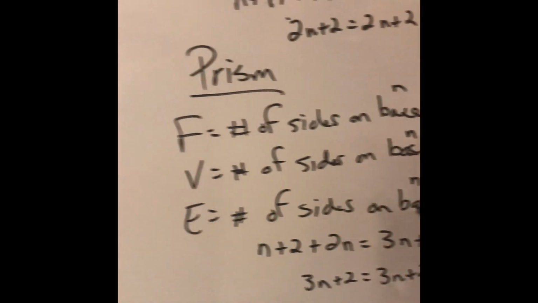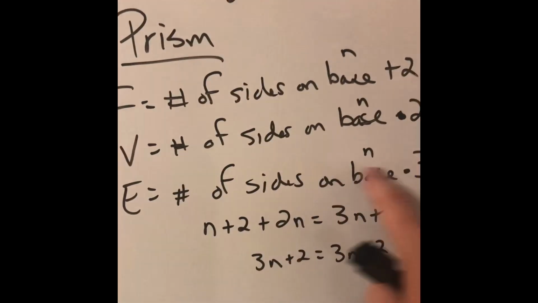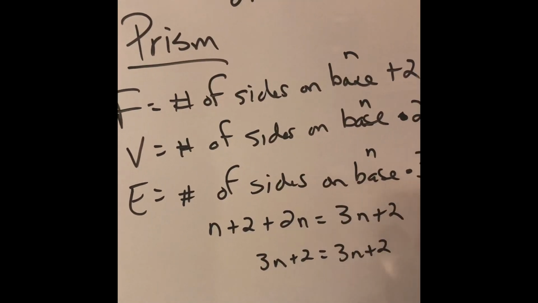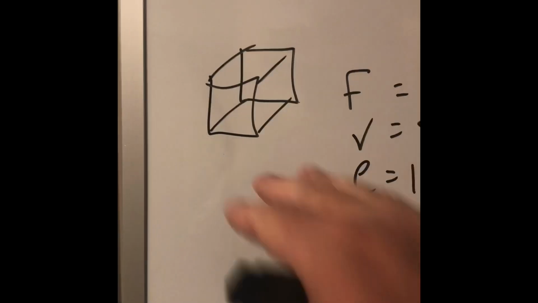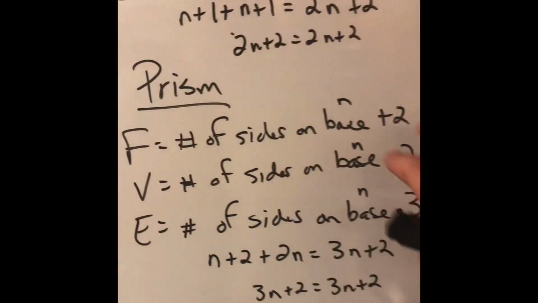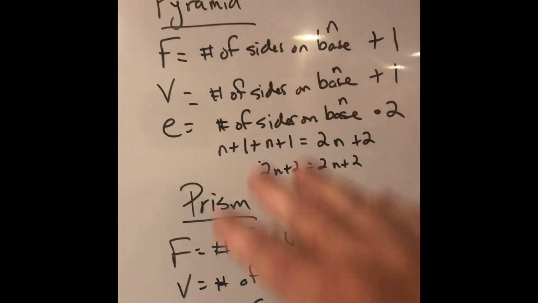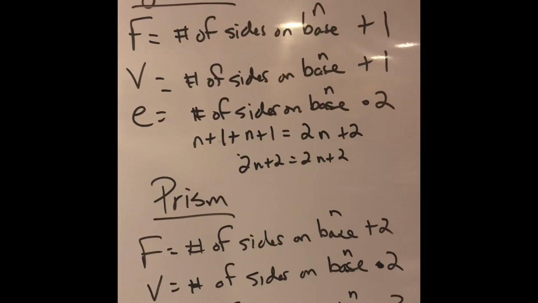Vertices, number of sides on the base was 4 times 2. That gives me 8 vertices. Number of sides on the base was 4 times 3 gives me 12 edges. So instead of having to count, you can just put the number of sides on the base into these for either the pyramid or the prism, and it's going to work out just fine for you.